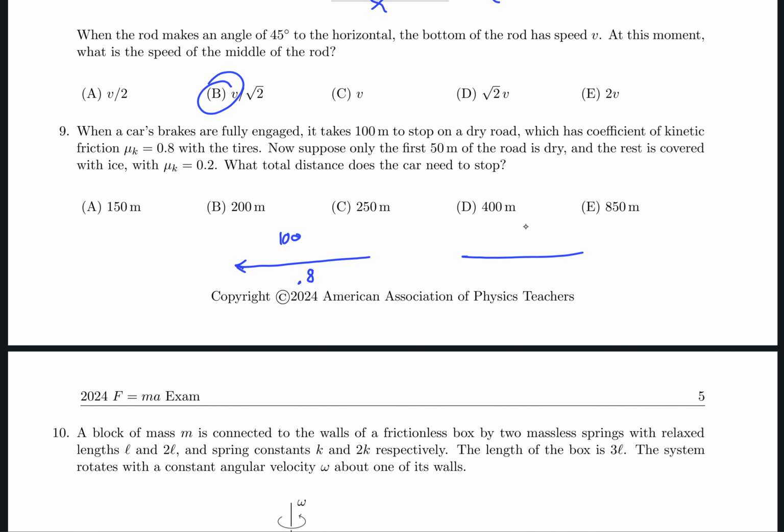So now 50 meters is dry, so I'll mark the 50-meter mark here. For the first 50 meters, it'll lose half of its energy because it's 0.8. For the next 50 meters, it'll only lose energy a quarter as fast because the coefficient of friction is a quarter as much. So actually, this final 50 meters only does a quarter as much. So you need like 4 times as much of the 0.2 coefficient of friction.